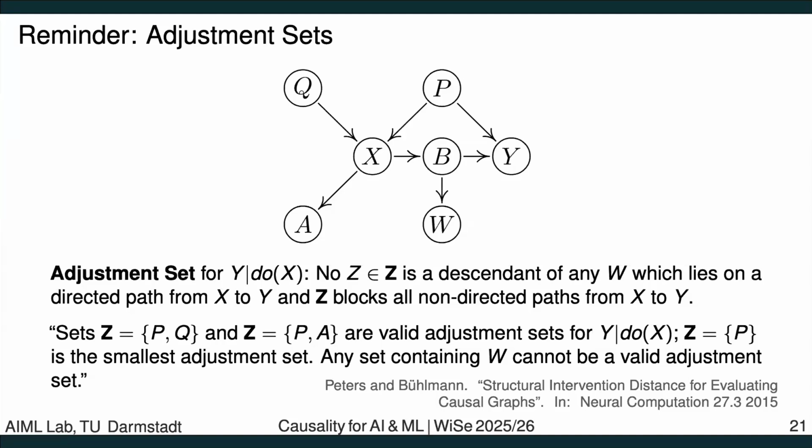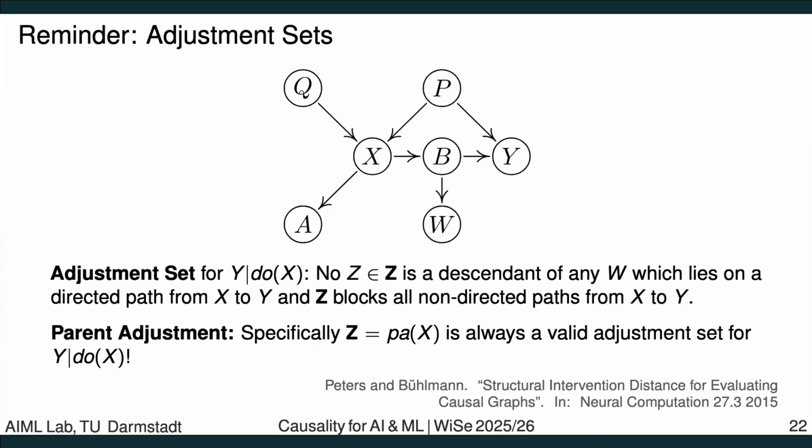Let's keep with that. And basically, the interesting part is that specifically the parent set of a variable is always a valid adjustment set. If you think back to backdoor adjustment, what it did was to cut all the backdoor paths, which are specifically blocked if we condition on all the parents.